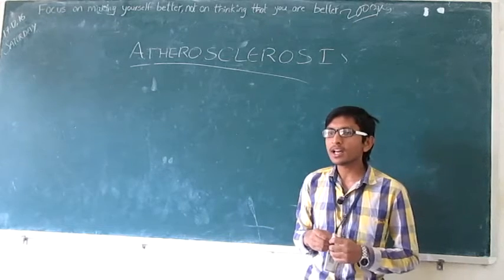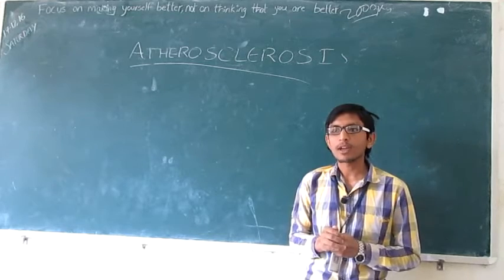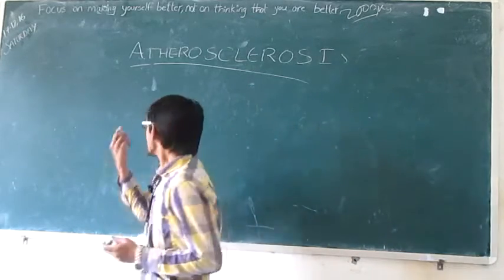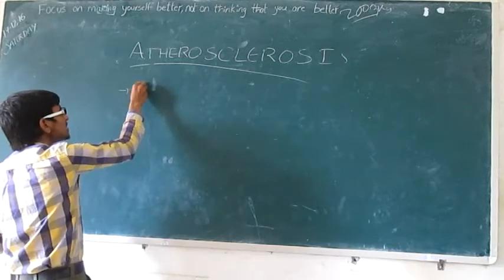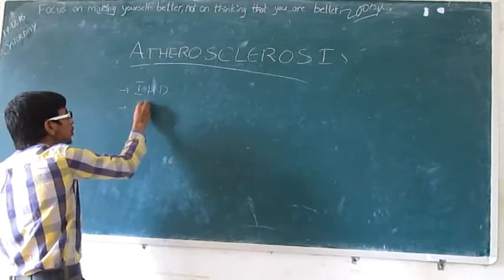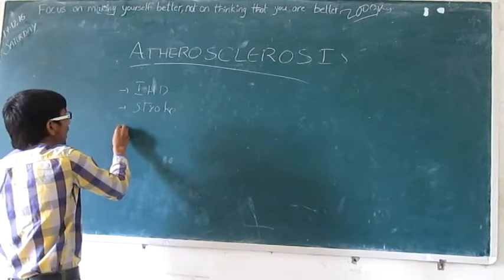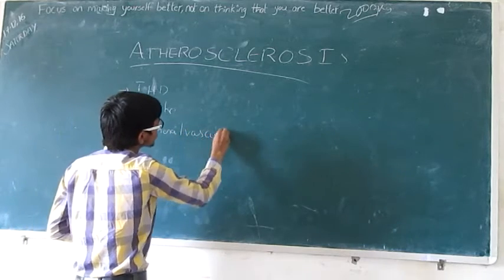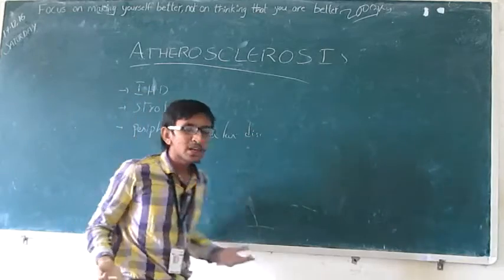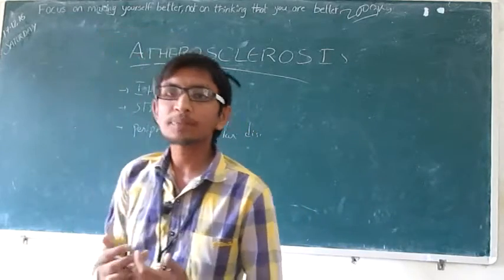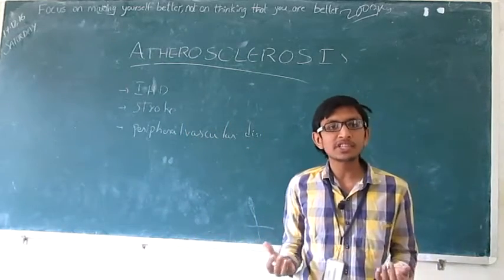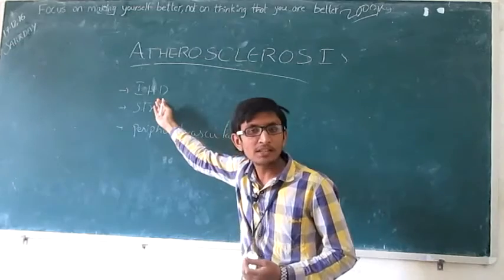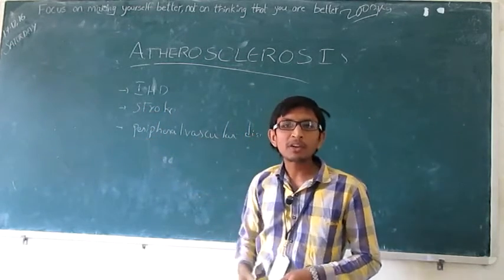So what are these atherosclerotic related complications? Can anyone tell? Yes, heart attack. The atherosclerotic related complications are ischemic heart disease, number two, stroke, and number three, peripheral vascular diseases.